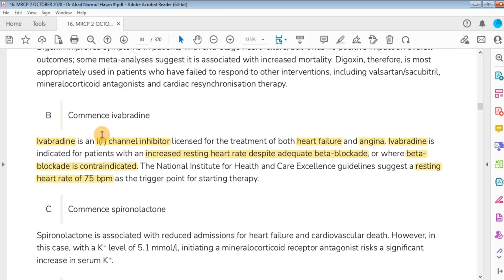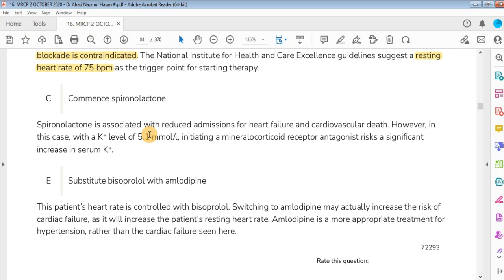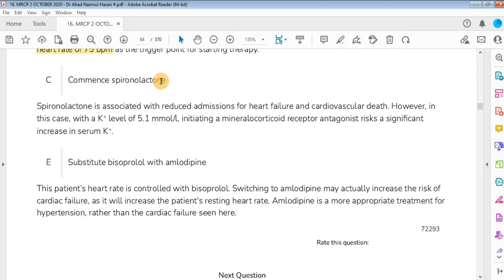And for ivabradine, the resting heart rate should be at least 75 or greater than 75. And since this patient is already having the hyperkalemia, introduction of spironolactone will further lead to hyperkalemia. So we cannot also go with the mineralocorticoid receptor antagonists like spironolactone or eplerenone.